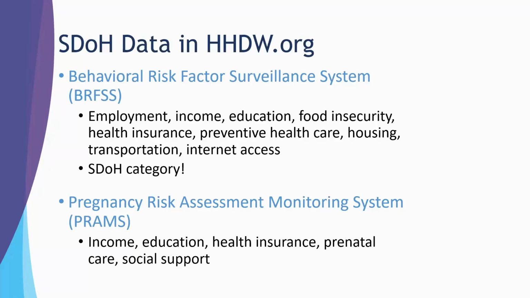Right now, it only has 2 indicators, but we are working with the 2024 data, and we plan to build several new ones to add to that category. So keep your eyes open. Another data source in HHDW is the Pregnancy Risk Assessment Monitoring System, or PRAMS. And that system includes data related to social determinants of health, such as income, education, social support, prenatal care.